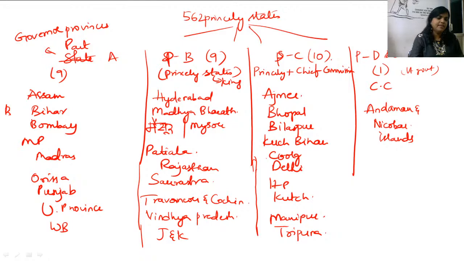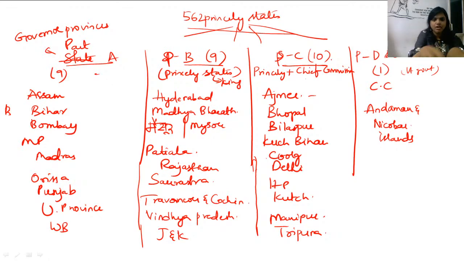So you have to understand that the 562 princely states were divided into Part A, Part B, Part C, and Part D. Part A states are under governor rule, called governor provinces. Part B states are princely states ruled by the king. Part C states, we have 10 states, a blend of both princely states and chief commissioner. Part D states are also under the chief commissioner. Now these Part A, B, C, D all got reorganized and rearranged into what we are seeing today.